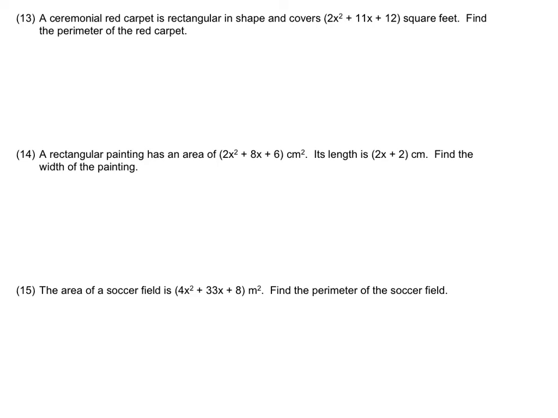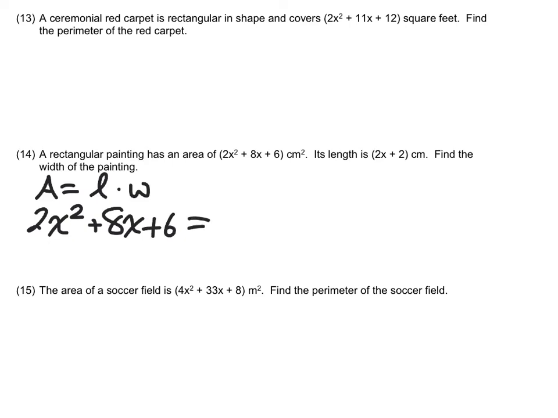So let's go with, yeah, we'll just do number 14. So a rectangular painting has an area of, well, that. Area is equal to length times width for a rectangle. They tell us the length is equal to 2x plus 2, and we need to find the width. So 2x squared plus 8x plus 6 is going to be equal to the length, which is 2x plus 2, times the width, which is unknown.